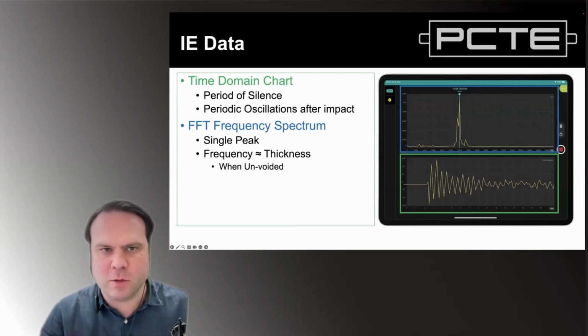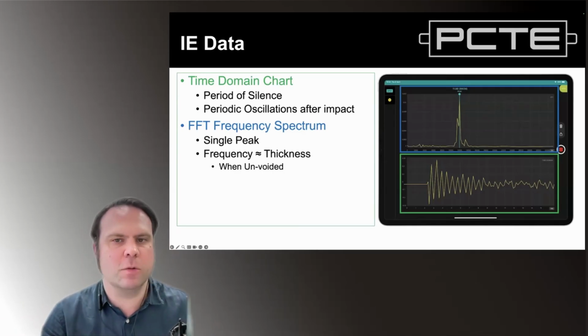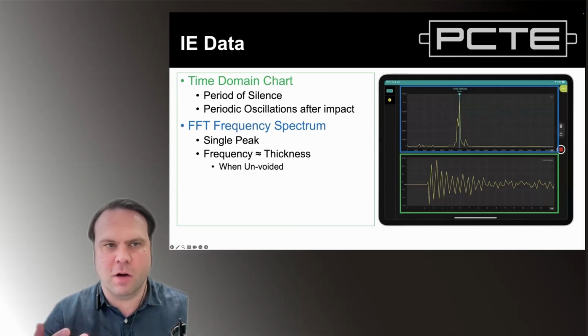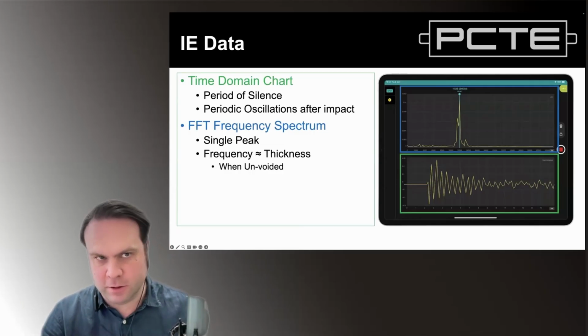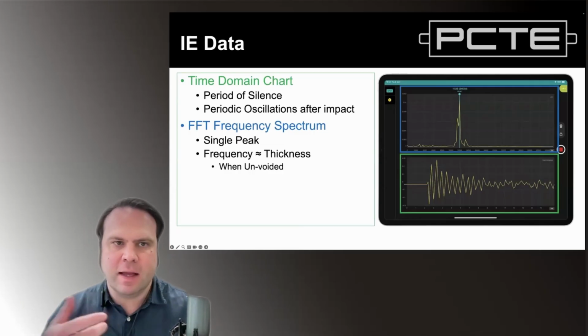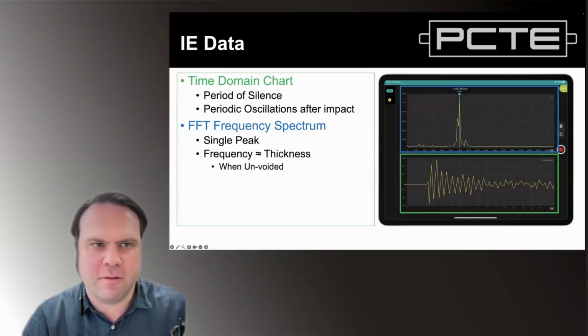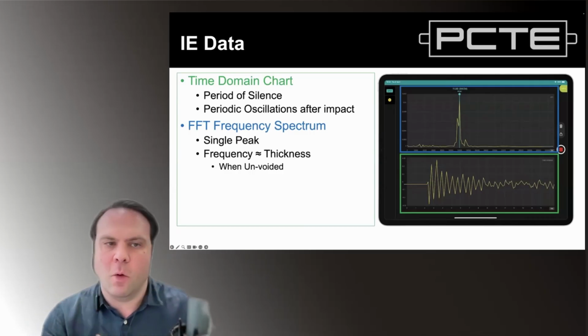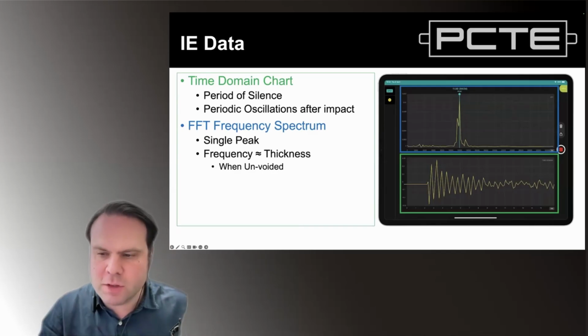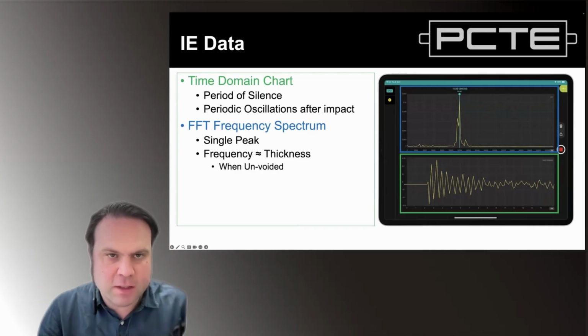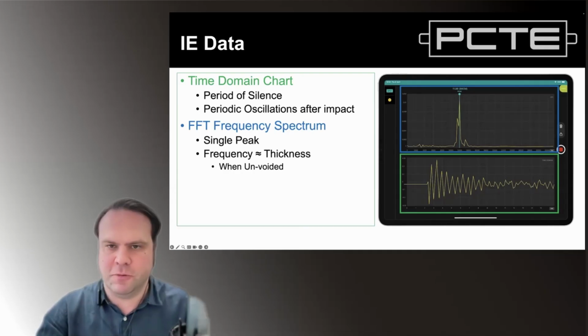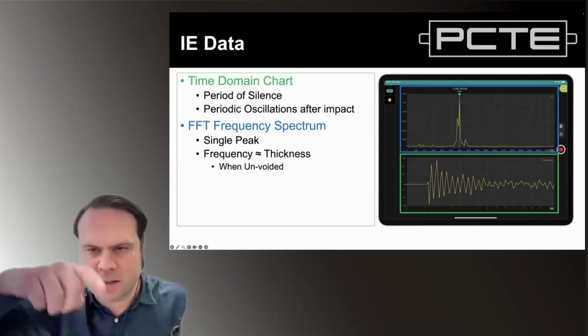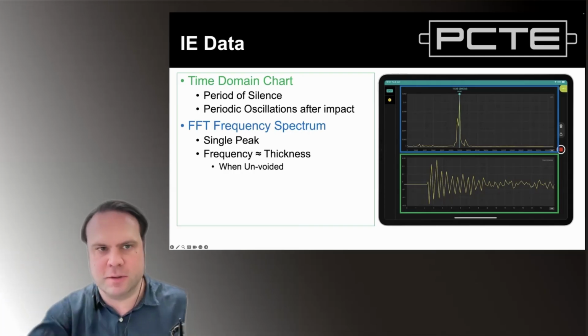Your impact echo data, when you see it, is going to be shown as a combination of a time domain chart, that's in the green here, the lower chart, and the frequency chart, the fast Fourier transform spectrum. What we are looking for in a good impact echo test is firstly going to be a period of silence, because that means the sensor before the strike is receiving no input, and then when the strike occurs, the sensor detects that and records it.